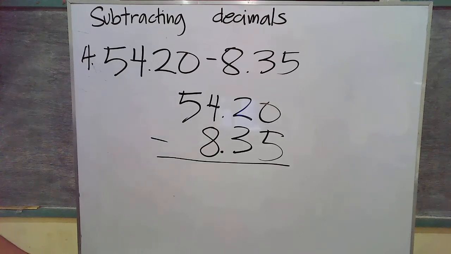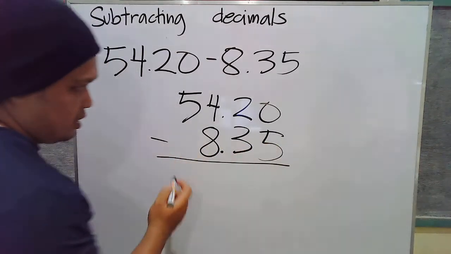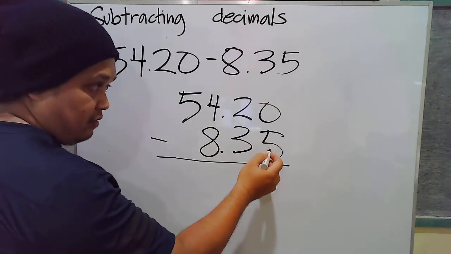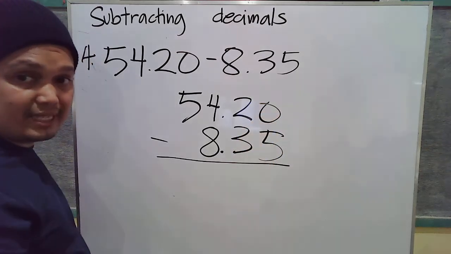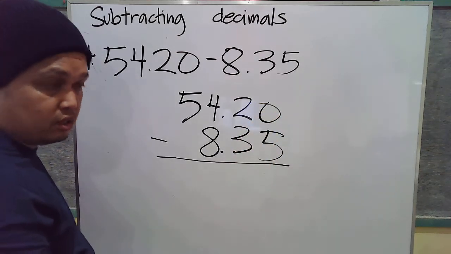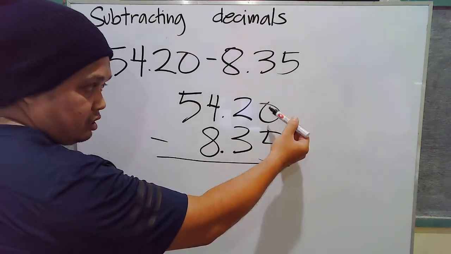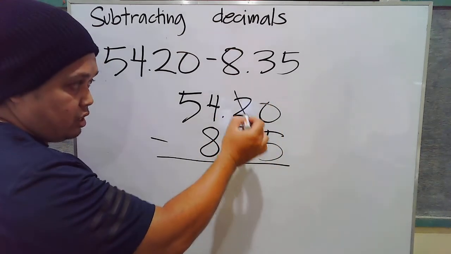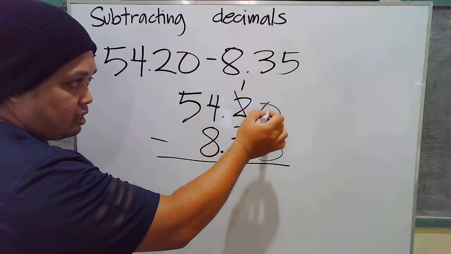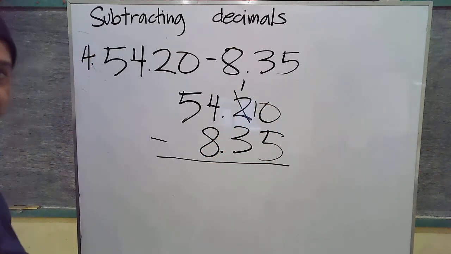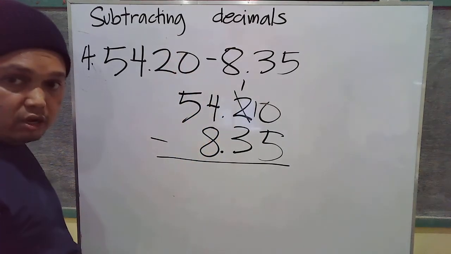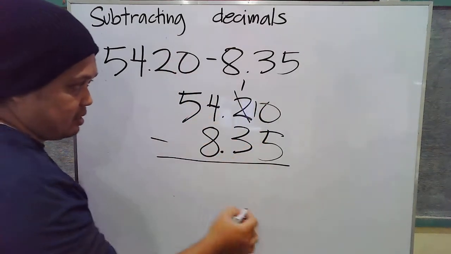Okay, so we can now subtract. Let's do that. Starting from right to the left. 0 minus 5 cannot be, because 5 is greater than 0. So we cannot subtract. So what are we going to do? 0 here is going to borrow 1 from 2. Now 2 here will become 1. And 0 will become 10. Because we borrowed 1 from 2. So we're going to subtract. Now 10 minus 5 is 5.